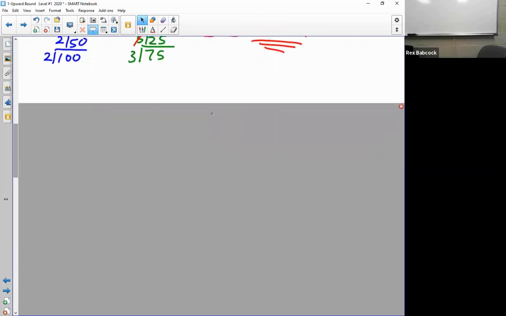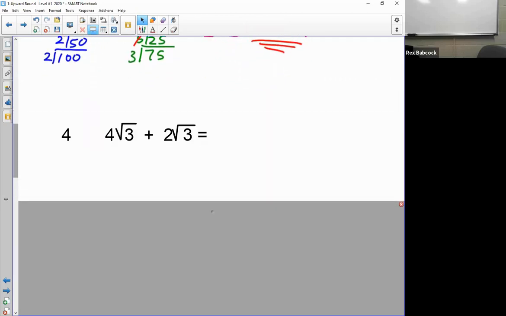Okay, number 4, example 4. Add those. I want the exact answer. Can you add those? What do you think the answer is? Well, I hope you said yes, they can be added because they're both square roots of 3. So I know that 4 plus 2 is 6. And the square root of 3. And that's the exact answer.